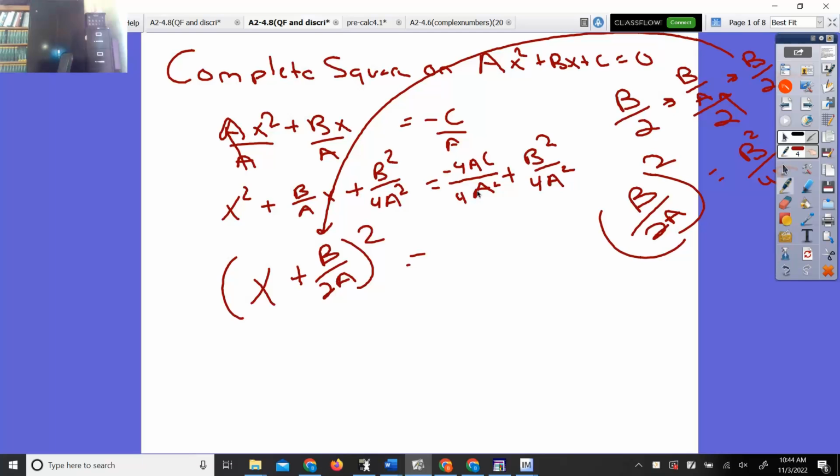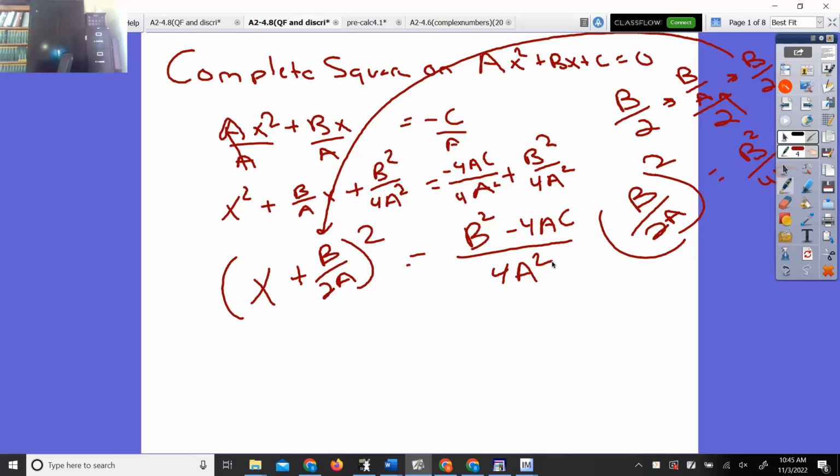So that works. Change the order here a little bit. I don't like the way negative 4ac plus b squared looks. Make it b squared minus 4ac. It's more pleasing. Both pieces were over 4a squared, so the combined expression is over 4a squared.